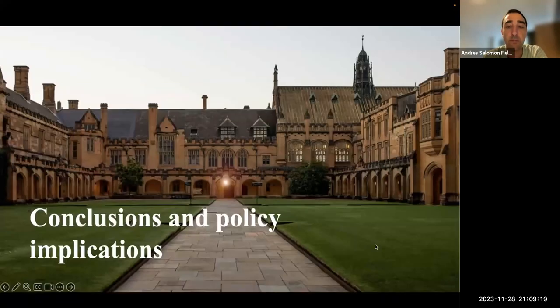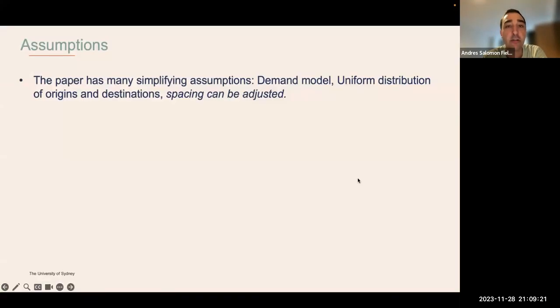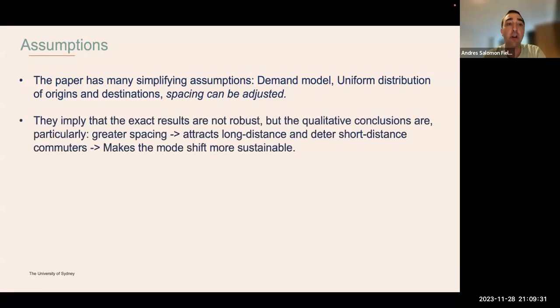So what are the most important conclusions and policy implications? Well, our paper has many simplifying assumptions: demand model, uniform distribution of origins and destinations. We can adjust spacing. So this means that the exact results, our exact numerical simulations, are, of course, not realistic, right? However, the qualitative conclusions are sound. And we can argue in a very intuitive way about this.